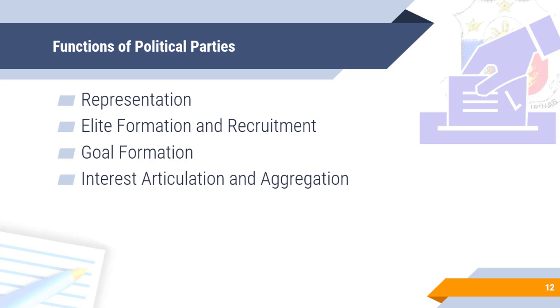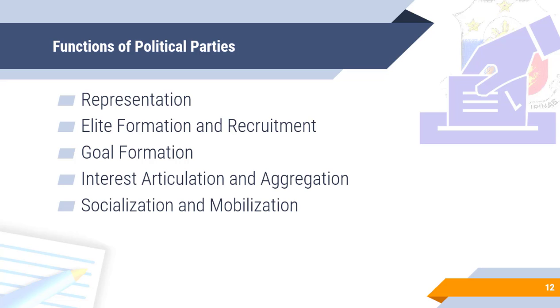Interest articulation and aggregation. Political parties help articulate various interests in a society by developing collective goals. These interests are then aggregated into a coherent whole, balancing competing interests against each other. Political parties should be the voice of the people who support them and should be able to consolidate problems on a specific area or field and engage discussions in the House of Representatives or Congress.